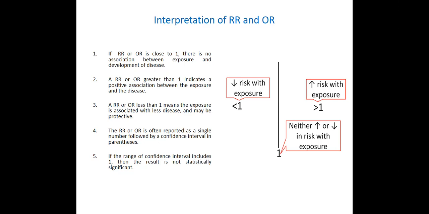So when the risk is greater than one, the odds ratio or relative risk is greater than one, it means that that factor, yes, is causing the disease. But if the odds ratio or relative risk is less than one, because you have made the factor the numerator, the group factor is the numerator, that shows that that factor is protective.